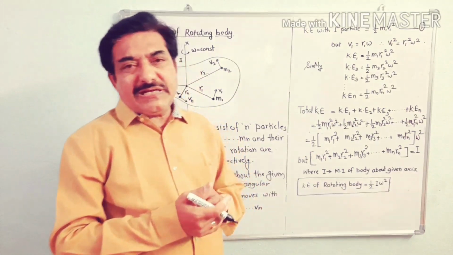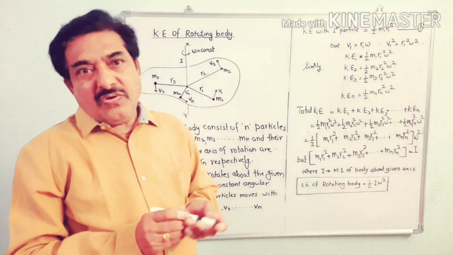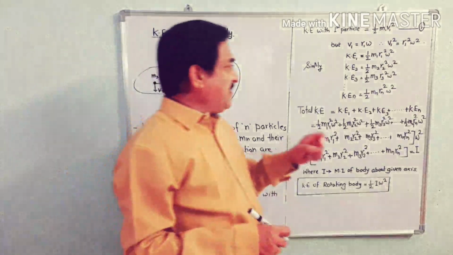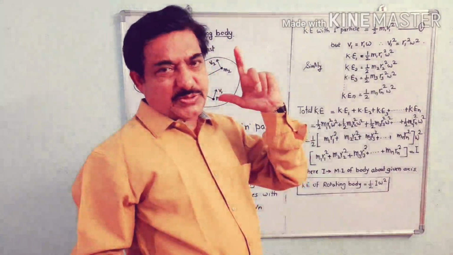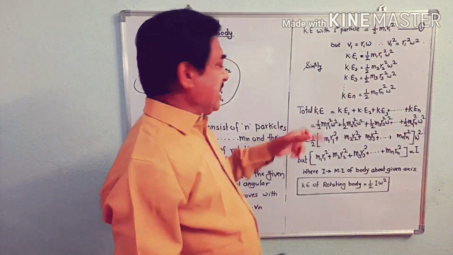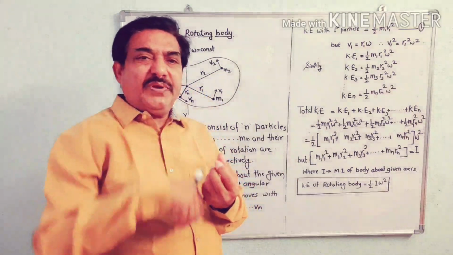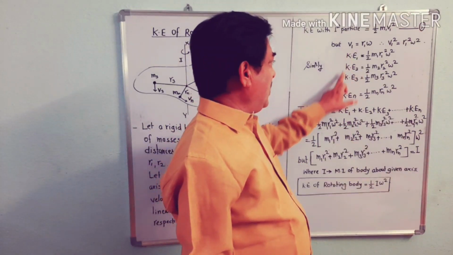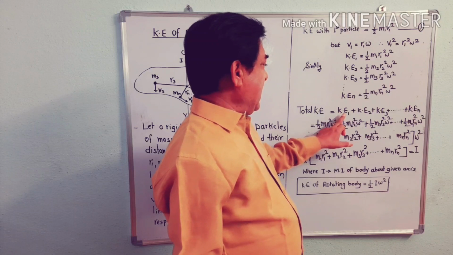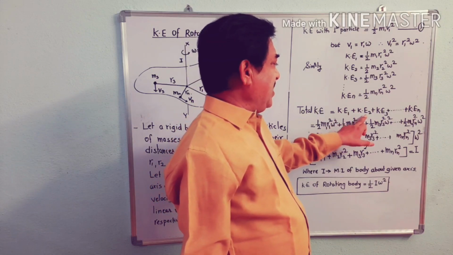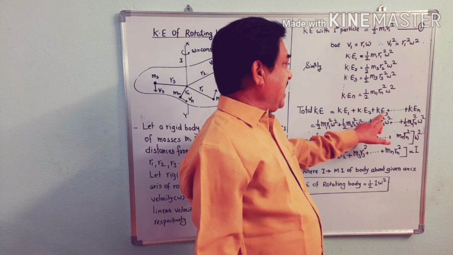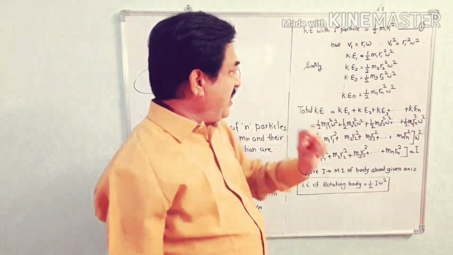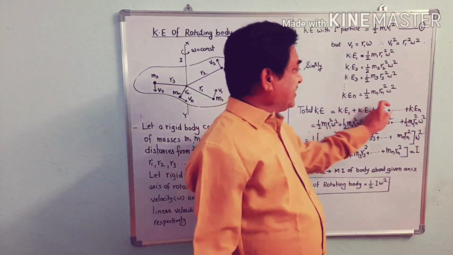As kinetic energy is a scalar quantity, to find the total kinetic energy, we will take just the algebraic sum of all these kinetic energies. Total kinetic energy of a rotating body will be the algebraic sum of all kinetic energies, that is KE1 plus KE2 plus KE3 plus and so on up to KEn. In this way, we have added all kinetic energies.